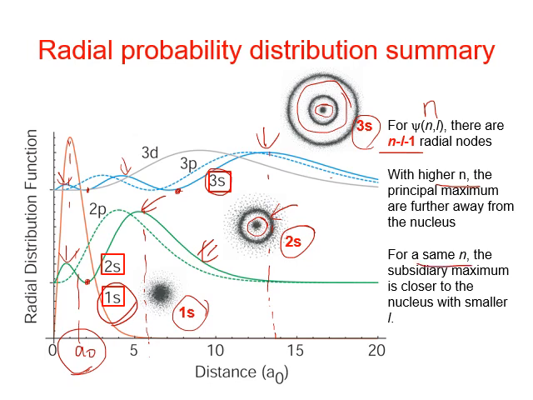And for the same n, for example n equals 3, the subsidiary maximum is closer to the nucleus with smaller L. In this case, for n equals 3, the 3s orbital has its subsidiary maximum closest to the nucleus, then the 3p orbital, and then the 3d orbital. So for the 3s orbital, L equals 0, 3p, L equals 1, 3d, L equals 2. This has an important consequence for the energy of these orbitals. For the hydrogen atom, these orbitals all have the same energy because they have the same quantum number n. For multi-electron systems, these orbitals separate and become different energies. We'll see that in the next section.